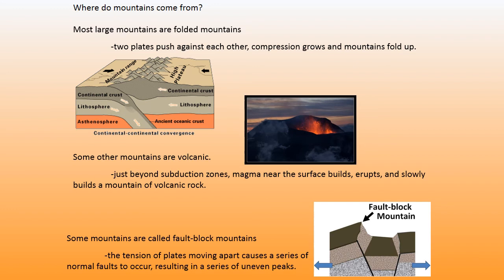We haven't discussed volcanoes yet, but they can also lead to the formation of mountains. Just beyond subduction zones, magma near the surface builds up, erupts through the surface, and slowly piles up, forming a mountain of volcanic rock. Many of the mountains in the Pacific Northwest are such volcanic mountains. Some of these volcanic mountains are mixed in with folded mountain ranges, building both through compression and eruptions.